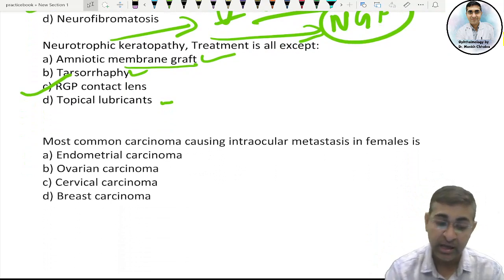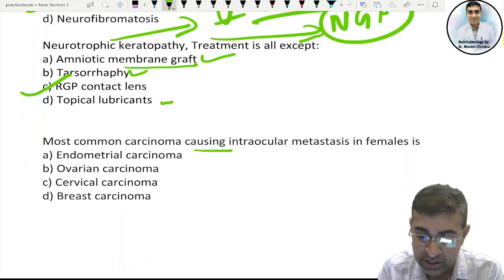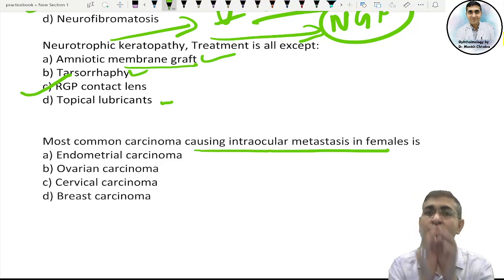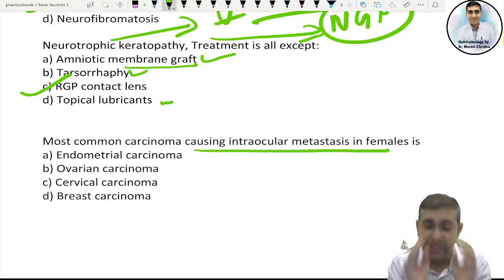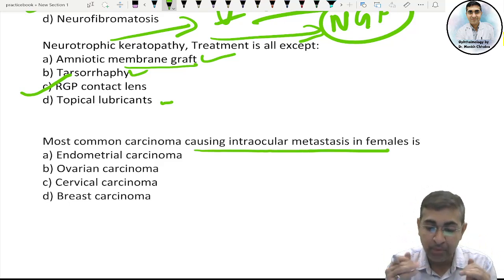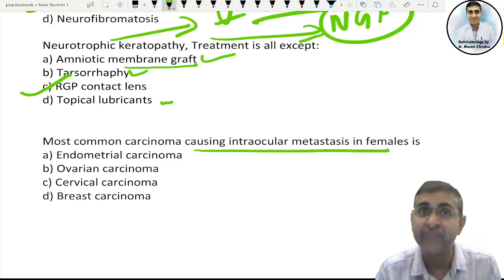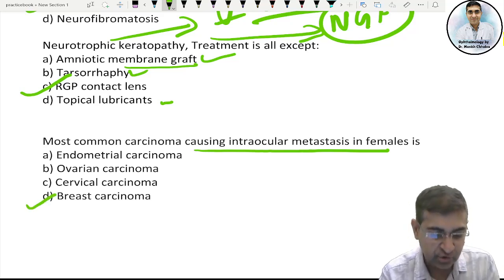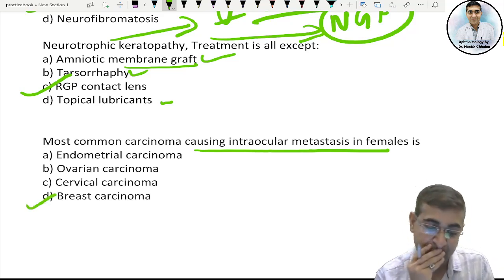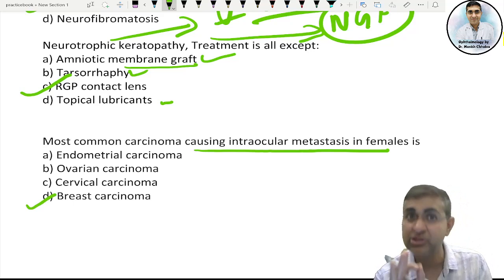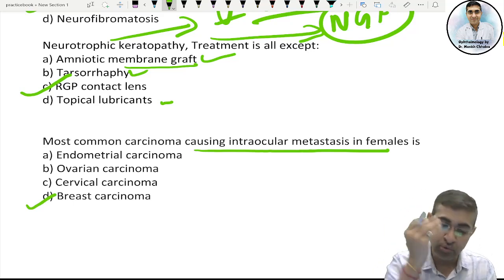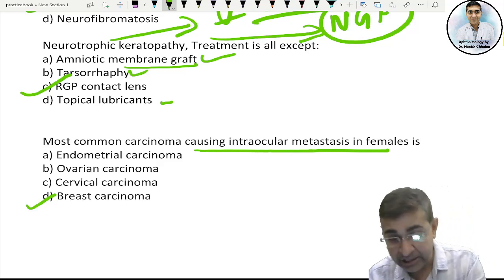Okay, last question. Most common carcinoma causing intraocular metastasis in females. इसका मतलब ये है कौन सा कैंसर है जिसका मेटास्टेसिस मोस्ट कॉमनली आंख के अंदर जाता है फीमेल्स में. So the answer to this is pretty straightforward. It is actually carcinoma breast. So breast cancer is one cancer whose metastatic cells will enter most commonly in the eyeball.